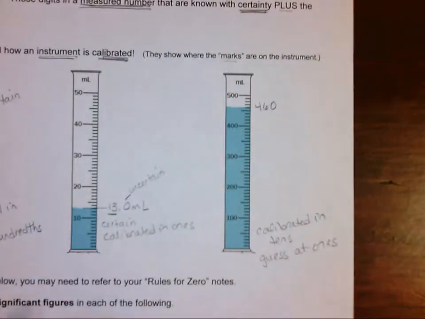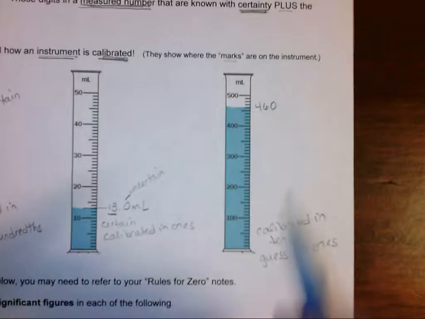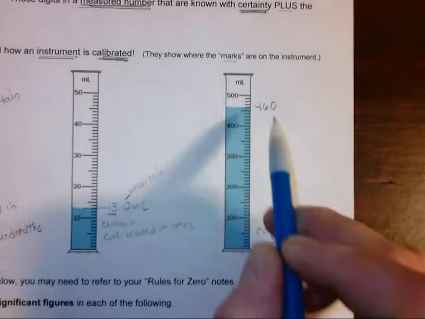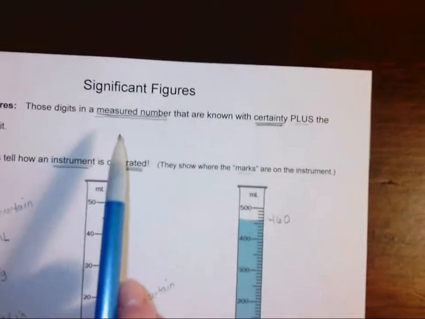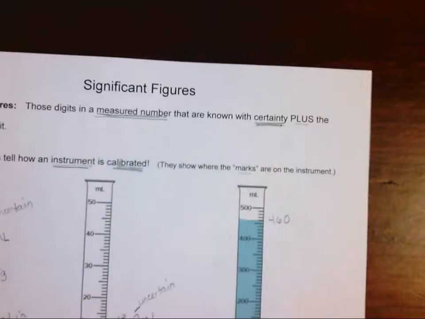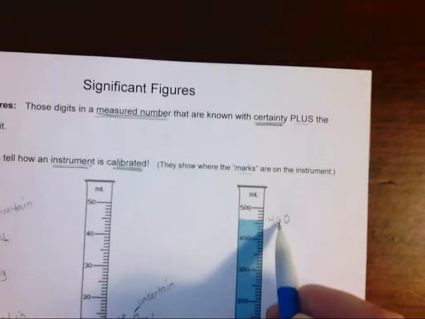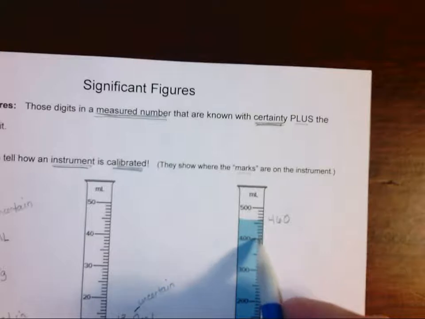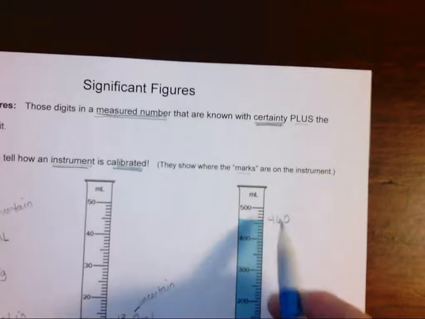This situation causes a little bit of a problem with 0, because the question is, is the 0 significant or is it not significant? Well, following our rule for significant digits, those digits in a measured number that are known with certainty. So what do we know with certainty? We know with certainty that this is the 60 line. We know with certainty that this is the 410, 450, 460 line. We know with certainty this 6 is correct.